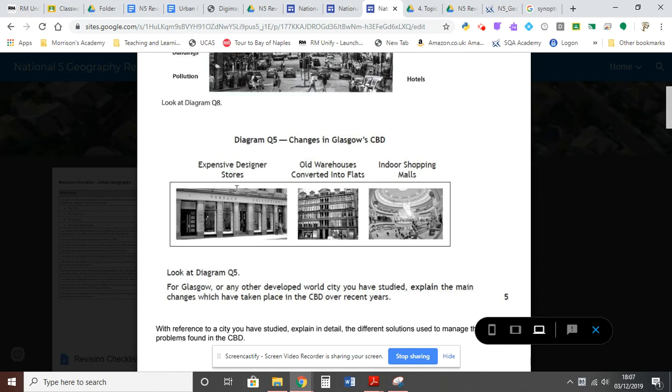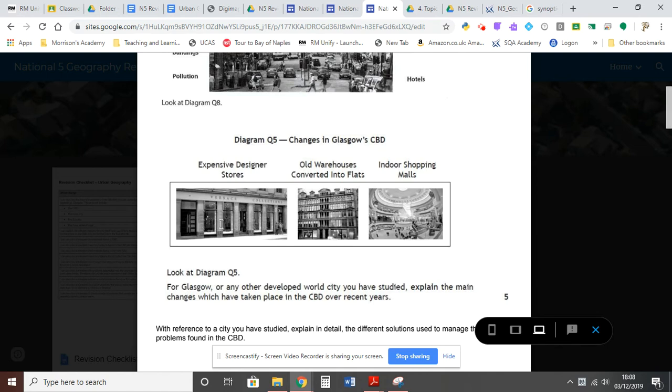We've got expensive designer stores. Now, this was on Ingram Street. We actually saw this on our trip. So what's the change in Glasgow happening here? So old buildings, once again, have been converted, but this time they're being converted in a way that attracts high-end retailers, which then provide shopping experiences for people with a lot of money to come into the city centre, and that means a lot of money is being spent.